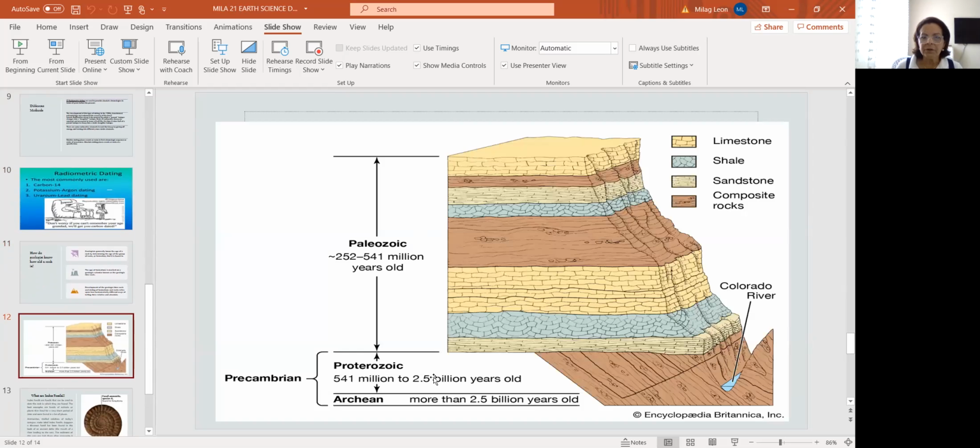Then we have a picture here showing us that the Precambrian era is everything below 541 million years old. And then we have the Paleozoic, and this is a sequence of limestone, shale, sandstone, and composite rock, all of these being sedimentary.